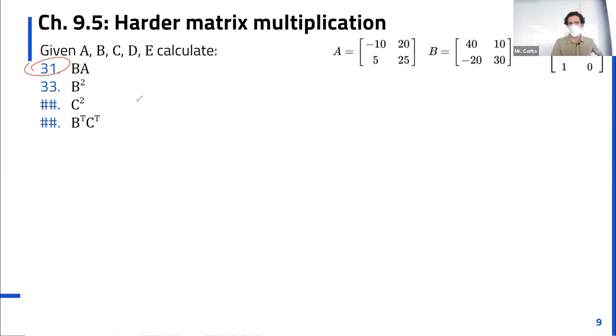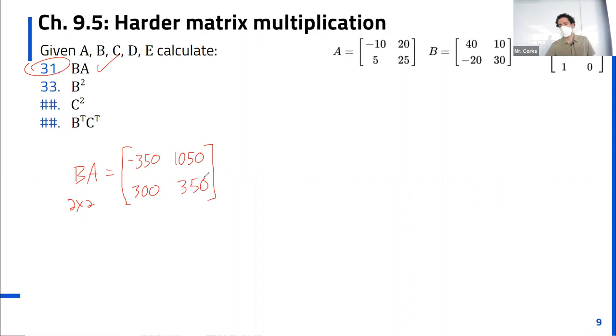Okay, B times A is possible. So possible, and what size will the result be? 2 by 2. A 2 by 2 matrix, all right. And tell me the first row. Negative 350, and 1050. And the second row, 300 and 350. Thank you. Okay, do we agree with the numbers?